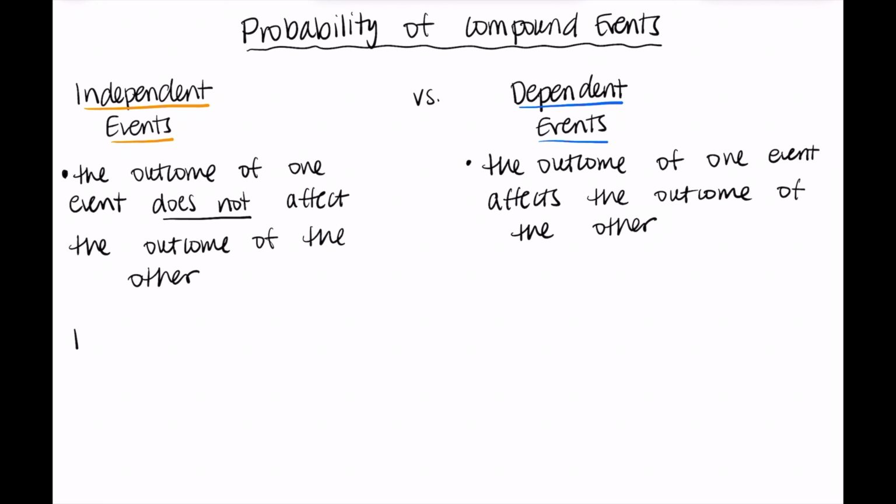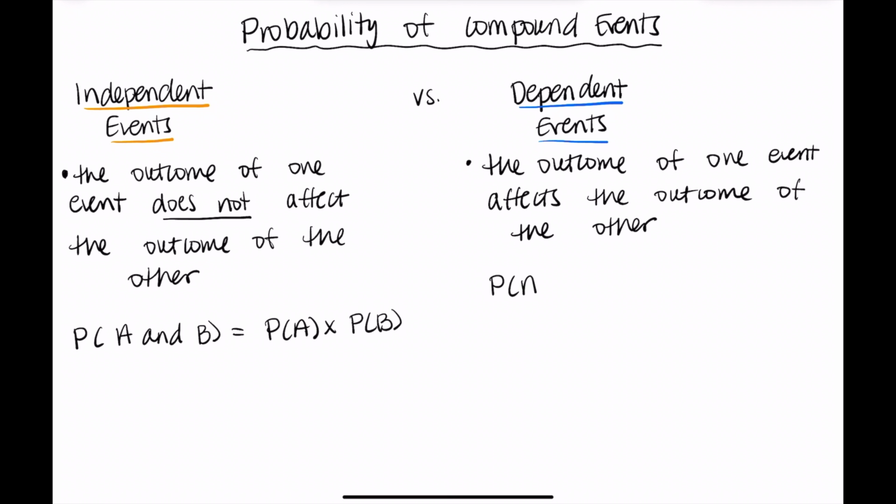Let's first look at the formula for independent compound events. The formula reads the probability of A and B would be the probability of A times the probability of B. So for independent events, that's the formula, as simple as that.